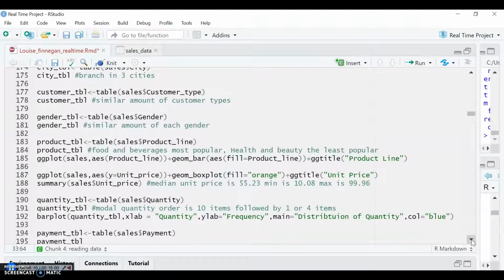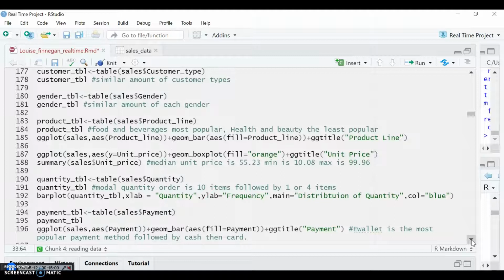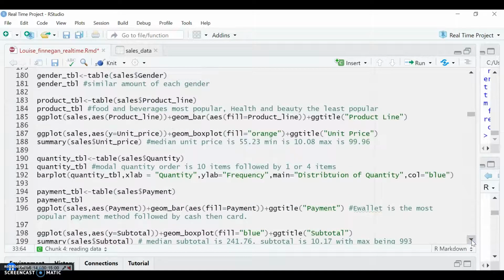Then I looked at the unit price to see the distribution, did a box plot. Became very good at doing GG plots as I went, and I found as I went on that they got easier to do. For some reason, the quantity table I couldn't get down to a GG plot, so I just had to do a bar plot in base R instead, just to do some descriptive statistics of it.